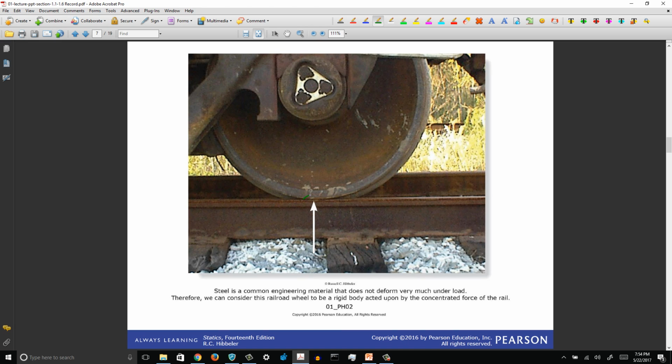And also we have a concentrated force indicated by the white arrow. A concentrated force represents the effect of a loading which is assumed to act at a point on a body. We can represent a load by a concentrated force, provided the area over which the load is applied is very small compared to the overall size of the body. An example would be the contact force between this railroad wheel and the rail.